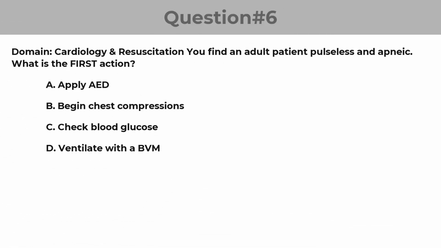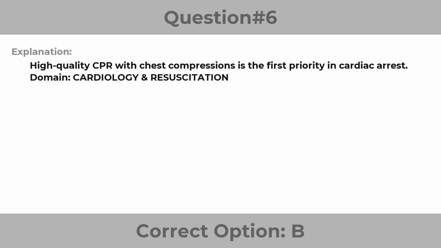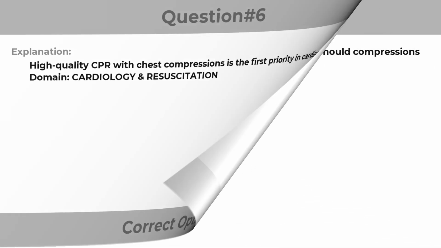Question 6. Domain: cardiology and resuscitation. You find an adult patient pulseless and apneic. What is the first action? A. Apply AED. B. Begin chest compressions. C. Check blood glucose. D. Ventilate with a BVM. Correct answer, B. Explanation: high-quality CPR with chest compressions is the first priority in cardiac arrest.